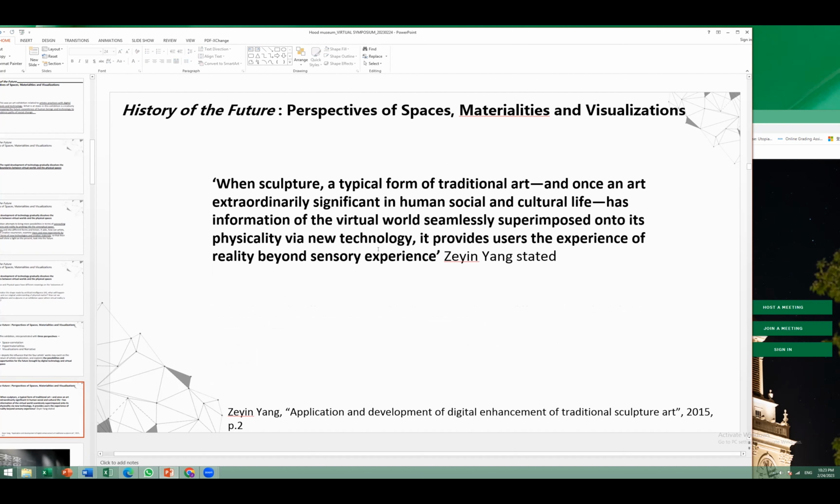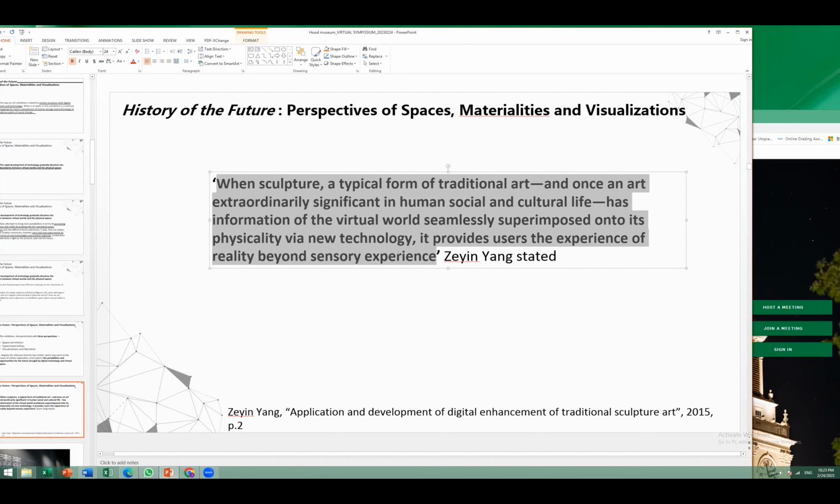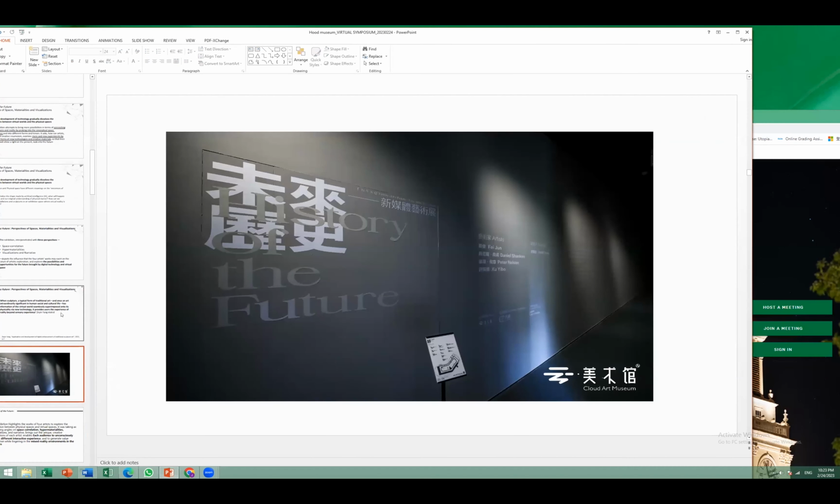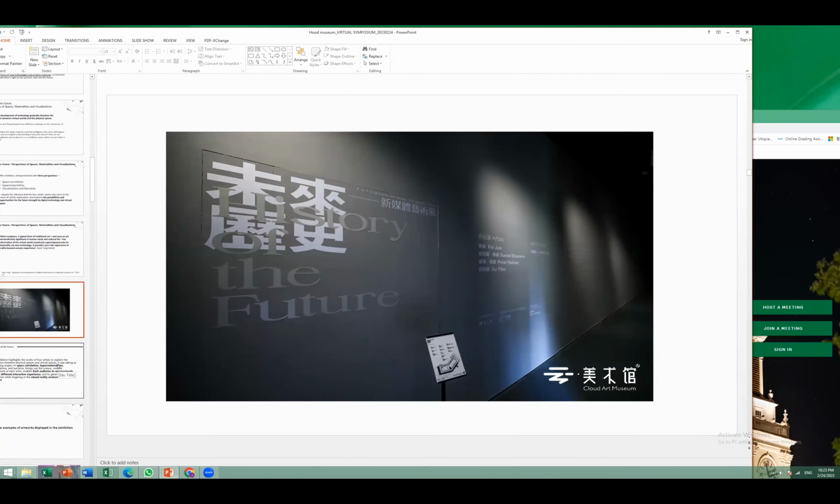And yeah, those were some references from when I just started this exhibition. So I will use some artworks to explain these issues, like how the traditional art form uses new technology and how it may affect the experience of reality beyond the sensory experience of humans. So that is some exhibition space photo.